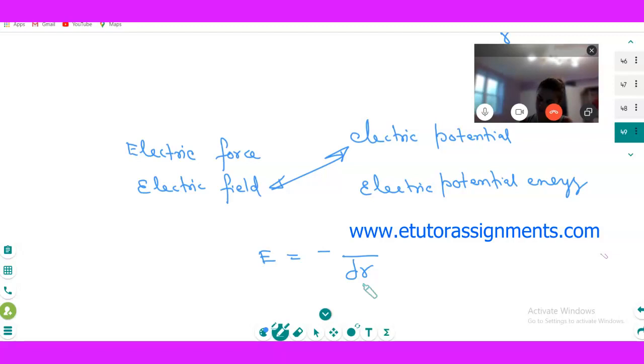Okay, so we will take some questions now, because I have already discussed vectors, so this topic is very easy for you. Listen, this topic is going to use vectors. You are very familiar with vectors. This is similar to gravitation. So let us take some questions.